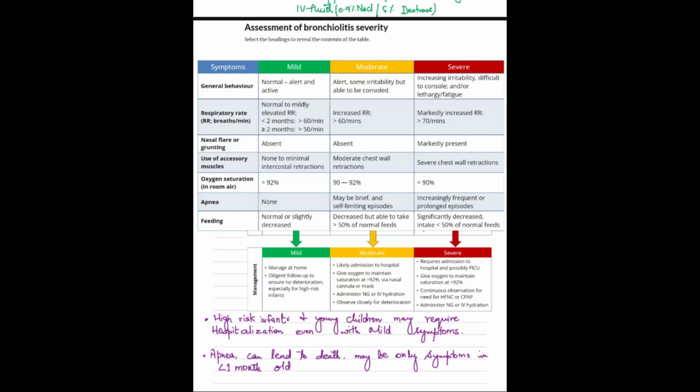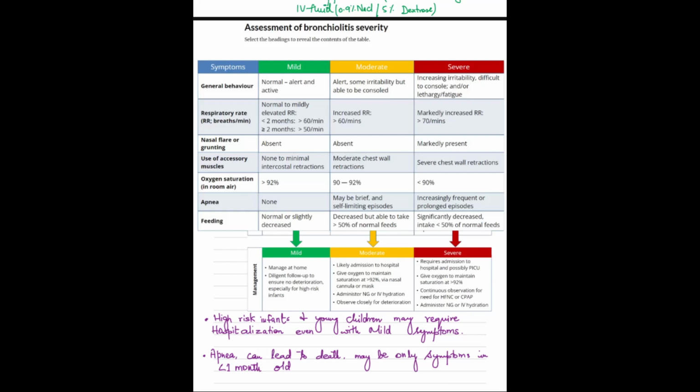How can you manage? Likely we have to admit the patient. Give oxygen to maintain the saturation at more than 92 via nasal cannula or mask. Our main target is giving oxygen supplement to just maintain more than 92%, that means bringing the oxygen saturation level up to normal. Administer NG or IV hydration because they are not able to take feeding properly. Observe closely for any deterioration. If they are still in moderate situations, we can just observe, likely with admission to the hospital.